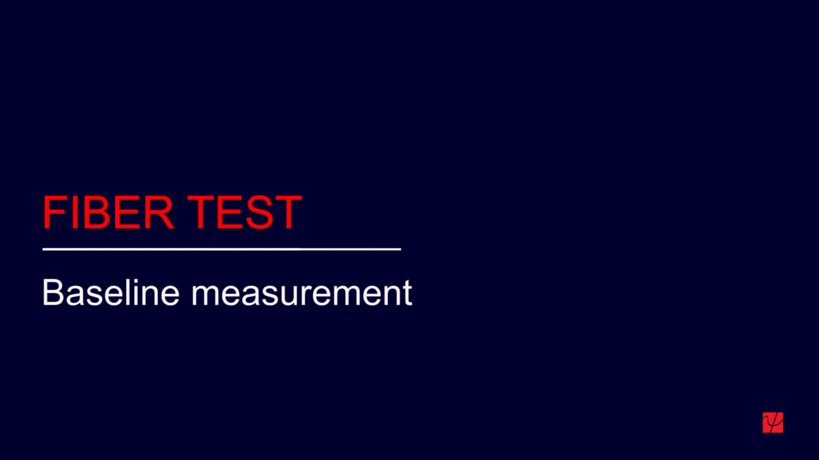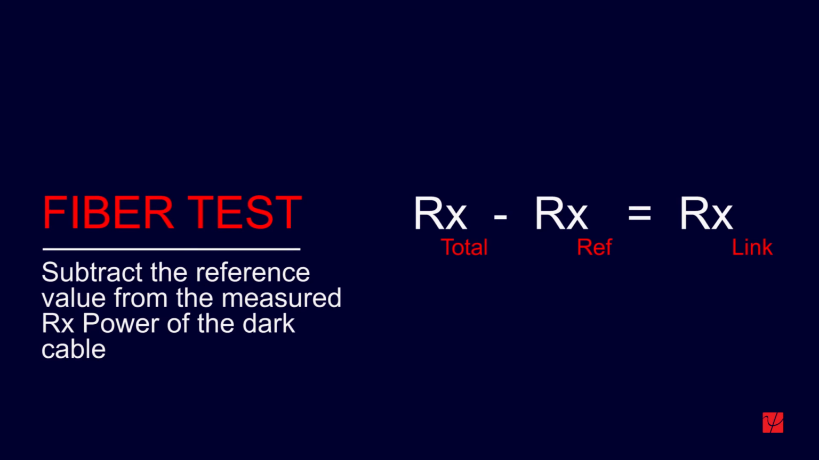Run the fiber test and note the received value measured. This is the baseline measurement for the amount of light that will be injected into the cable under test. A measurement of two-way link loss can be calculated by subtracting this received value from the value measured when the fiber test is run on the dark cable.